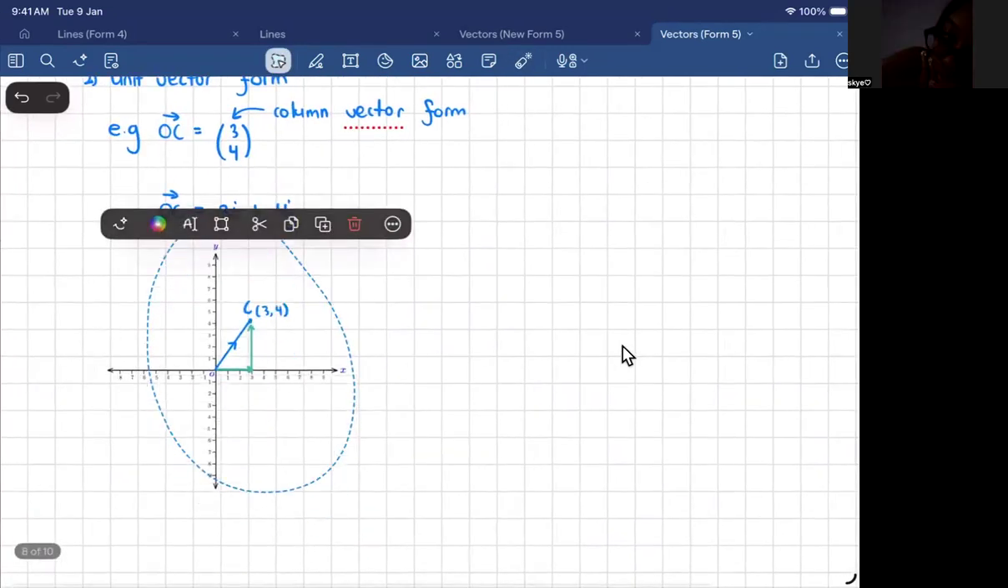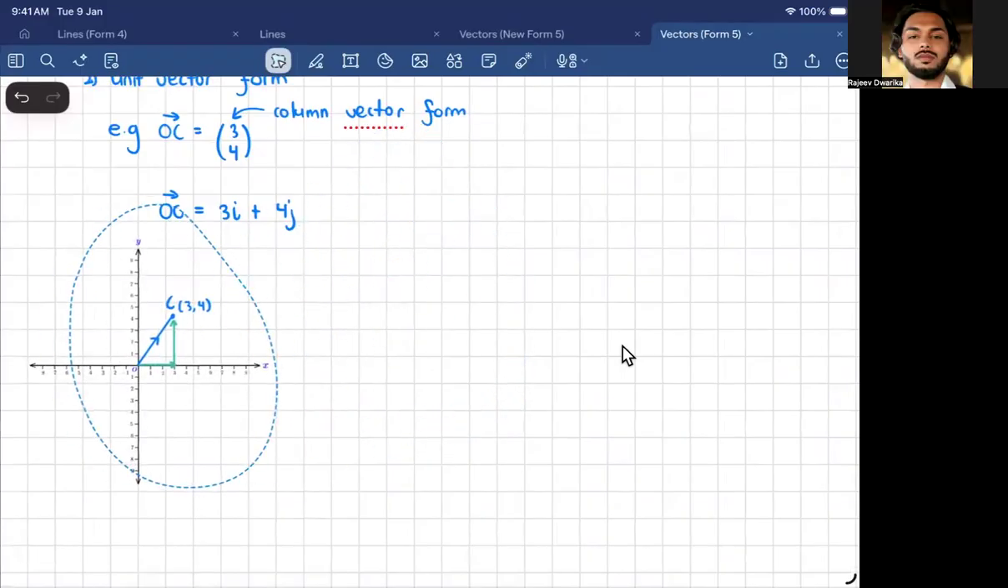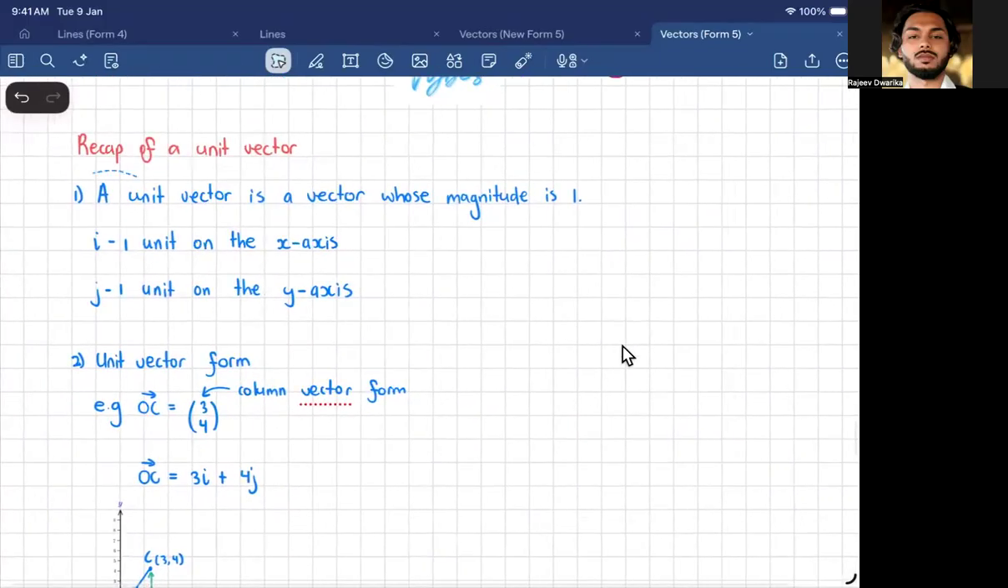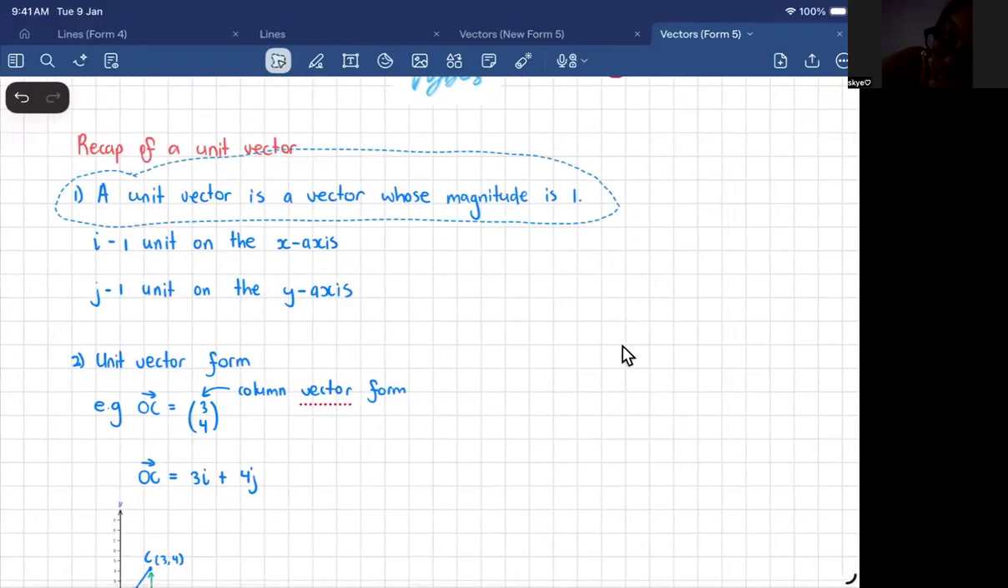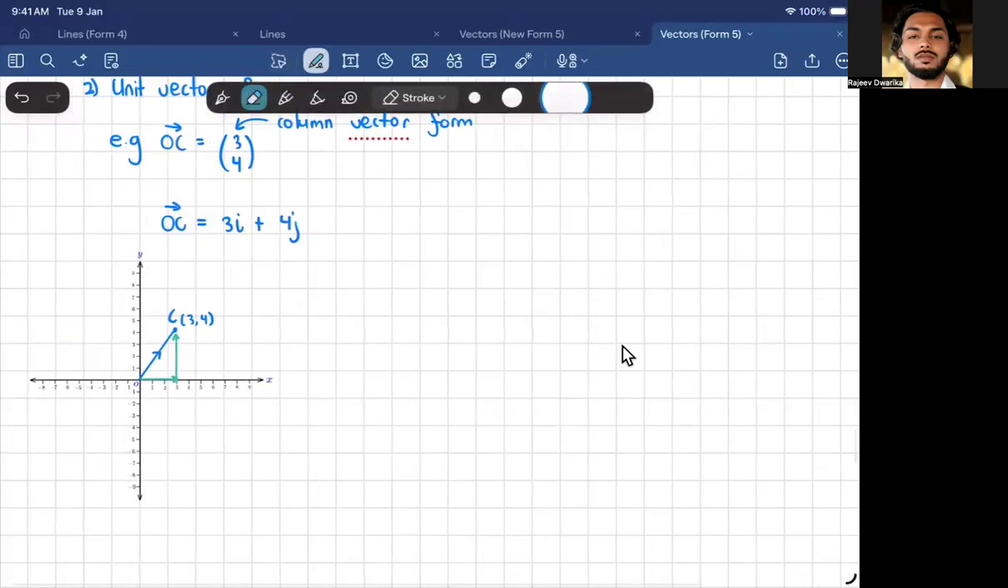Yes, sir. You said no? Yes, sir. You'd be correct. What, by definition, is a unit vector? Remind me. A unit vector is a vector whose magnitude is equal to one. Right. Do you remember how to find the magnitude?